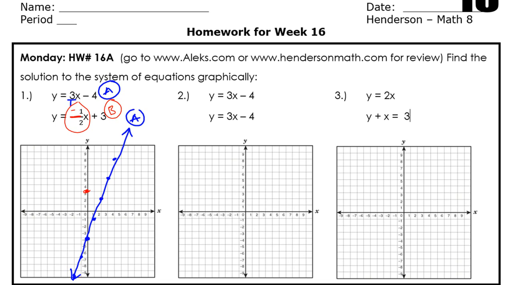Down 1, right 2. Down 1, right 2. And now I'm going to reverse it, up 1, left 2, up 1, left 2, etc. Draw my straight line. Label my line on one of the edges here. And now it's time to find the solution. The solution is the point of intersection, which for us was +2, +2.